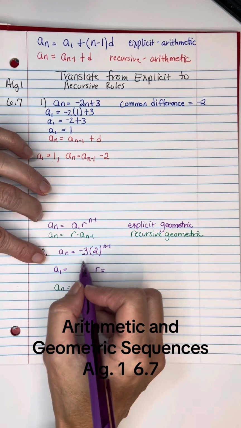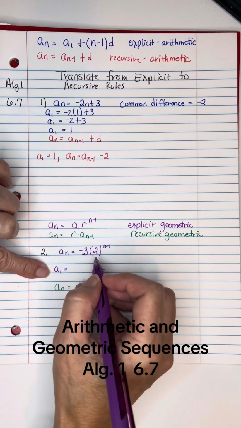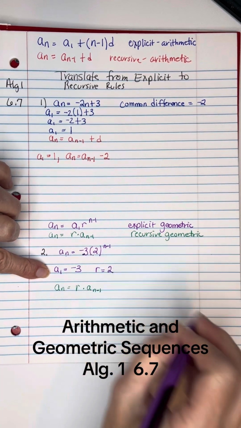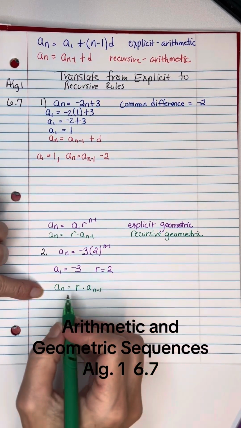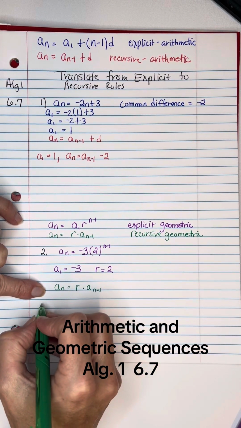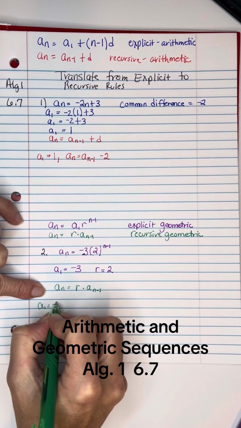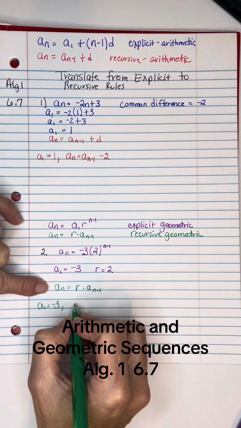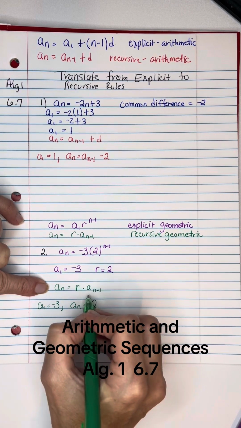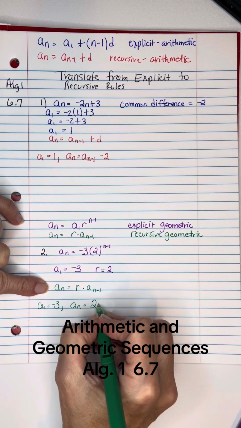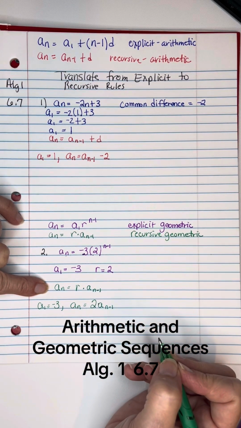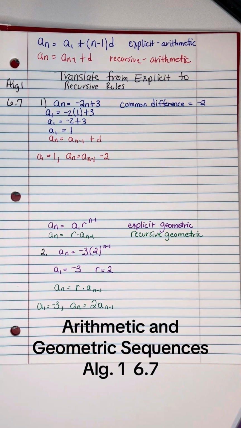So right here, a sub 1 would be negative 3. And this r would be 2. Okay, since we've determined what those are, we're going to put it into this formula here, and it will be recursive. So go ahead and start off by saying a sub 1 equals negative 3 and put a comma. And then a sub n equals, put the 2, the r, in front of the a sub n minus 1. And you are done with that one as well.